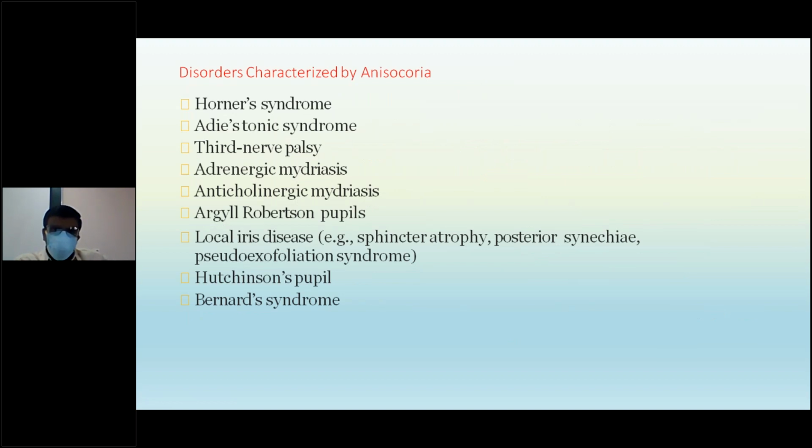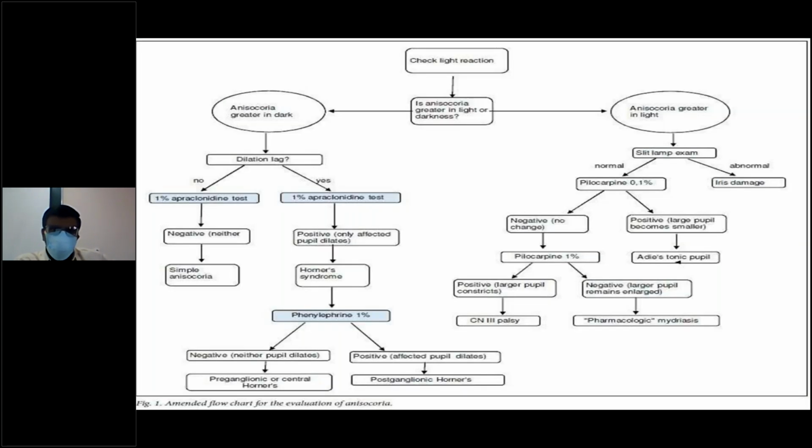These are the causes of anisocoria: Horner syndrome, tonic pupil, third nerve palsy, Argyll-Robertson pupil, anticholinergic drugs, adrenergic drugs, Parkinson's pupil, Claude Bernard syndrome. These are all causes of anisocoria. Anisocoria means a difference in the size of the pupils.